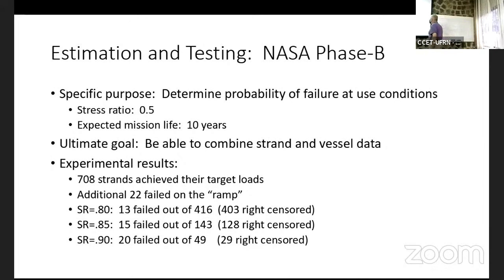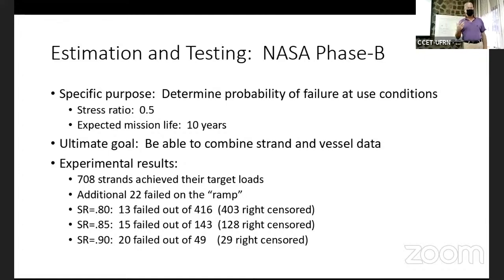The expected mission life is 10 years. And the standard at NASA is they would like to make sure that there are 6 nines of probability of surviving. So they want the probability of surviving at least to be 0.999999 at that stress ratio and that mission life. Are we trying to predict a very, very small probability? Yes. Are we extrapolating very far away? Yes. Are there going to be issues about the confidence band on that prediction? Yes. So far, so good?